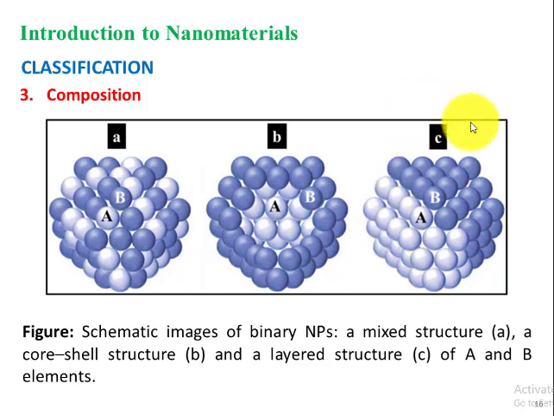The third one, figure C, is representing layered structure. In this structure, we can see the A atoms are making one kind of layer, and B atoms are making second kind of layer. These atoms are continuous in A layer. Similarly, the atoms in B layer are also continuous. This is layered structure.